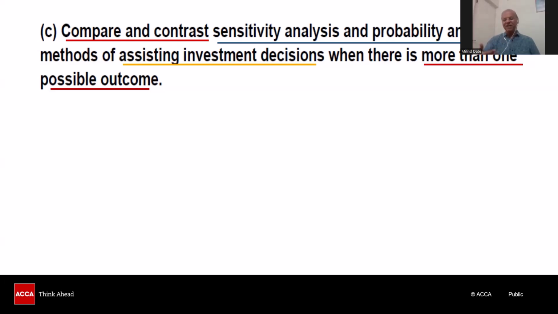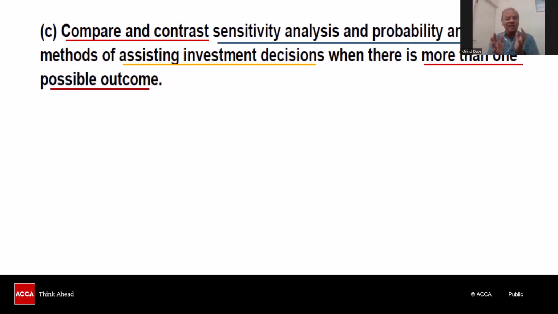Sensitivity in itself is not going to advise you to take a decision. Sensitivity, of course, helps you in quantifying NPV's vulnerability, but it doesn't tell you whether the project should go ahead or not at a certain given level of sensitivity. But probability helps you to identify expected NPV, and should the expected NPV is positive, you should go ahead.